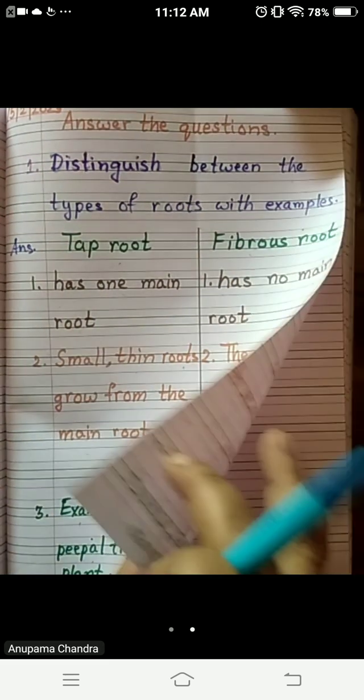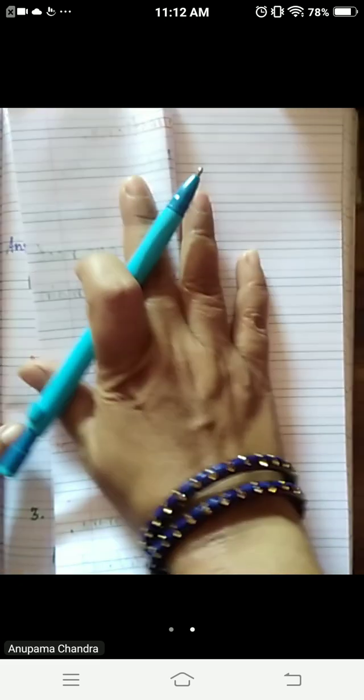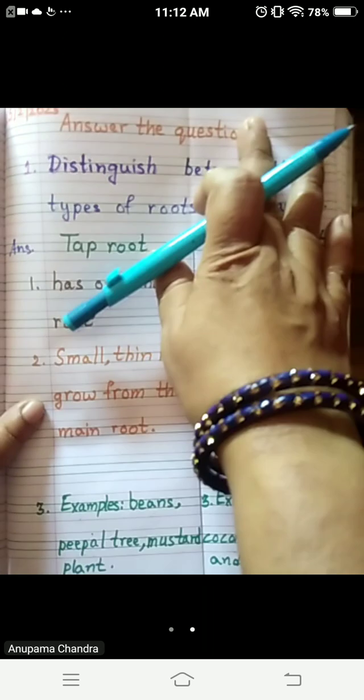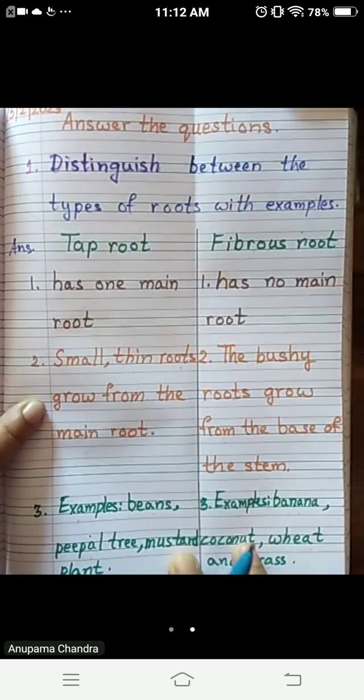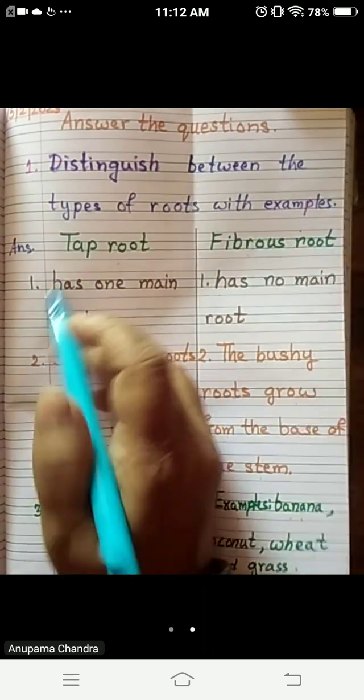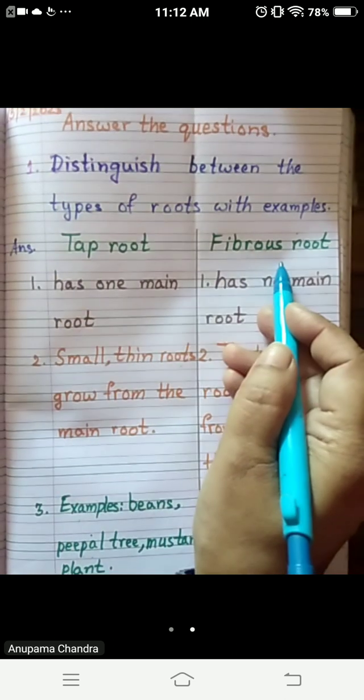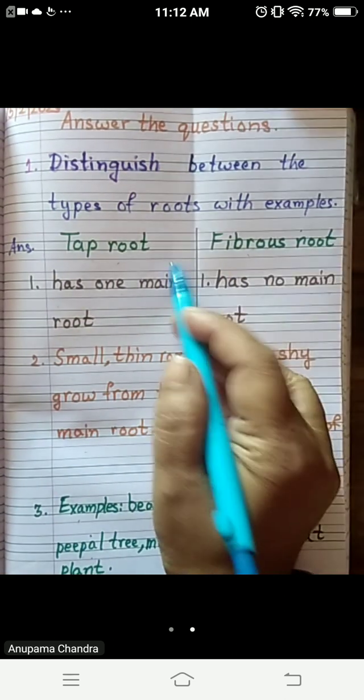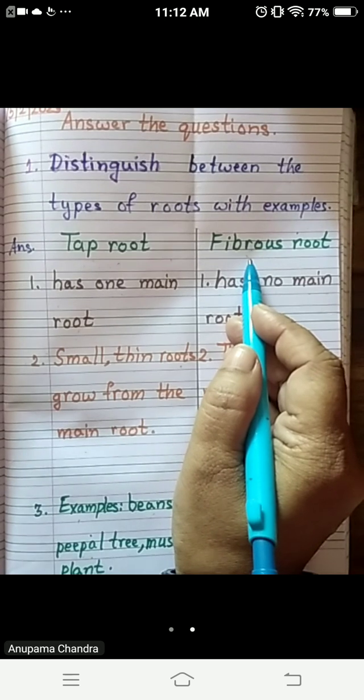You have to divide your page like this, okay, into two halves, and then you can draw a line with the help of your scale and then write taproot and fibrous root on different sides.